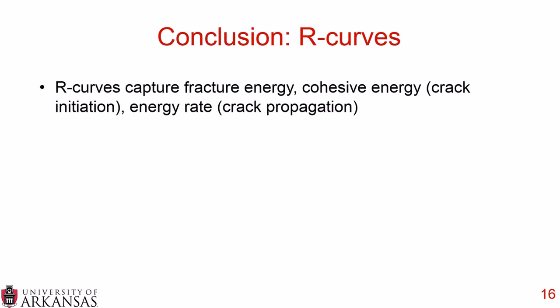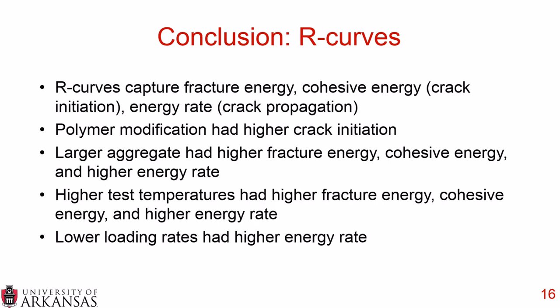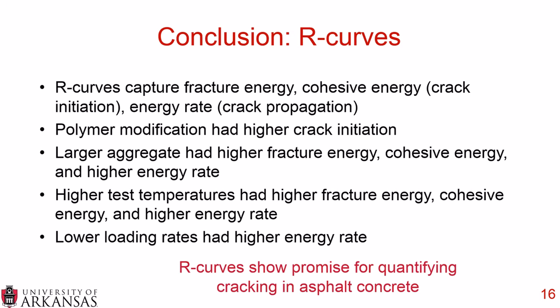So in conclusion, our R curves were able to capture fracture energy, cohesive energy, which is crack initiation, and energy rate, which is crack propagation. The polymer modification had a higher crack initiation. The larger aggregate had a higher fracture energy, cohesive energy, and energy rate. The higher testing temperature, 0 degrees Celsius, had a higher fracture energy, cohesive energy, and energy rate versus minus 24 degrees Celsius. And then the lower loading rates had a higher energy rate.